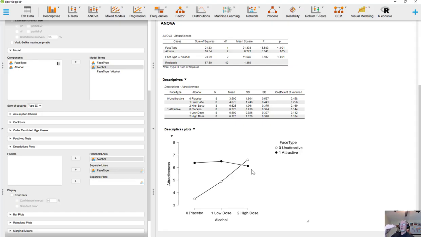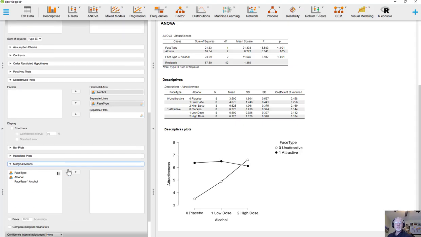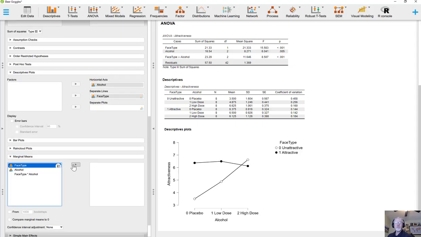And you see the non-parallel line structure, which makes it look like an interaction, but we always depend not on what we see here, but upon our F values. And the F values do indicate a significant non-parallel structure because we do have a significant interaction. But how do we test these things more specifically? I want to look at, first of all, the main effect interpretation for face type. In order to do that, we want to look at our marginal means. So let's go to marginal means for face type.